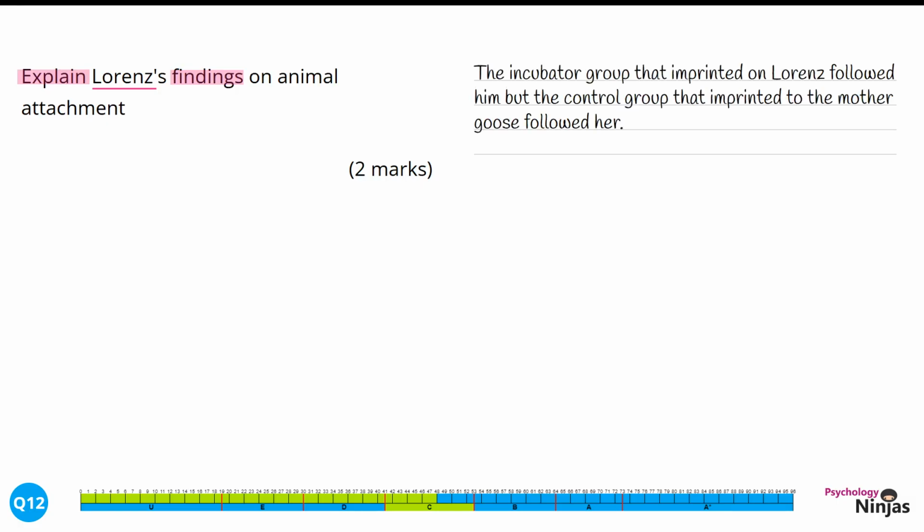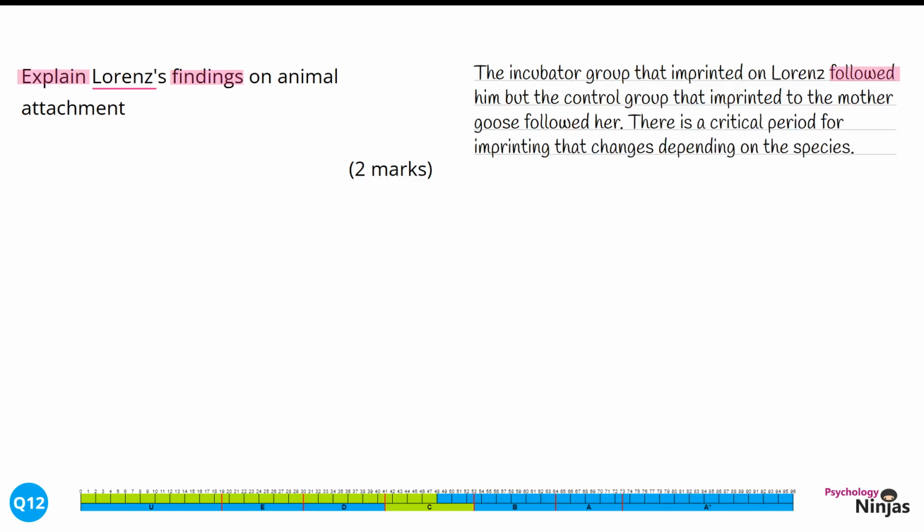The incubator group that imprinted on Lorenz followed him, but the control group that imprinted to the mother goose followed her. We've got a clear understanding of the 2 conditions and an action that happened, so which geese were following which group, and we've compared the incubator group with the control group. And then we're going to move on to our second finding.